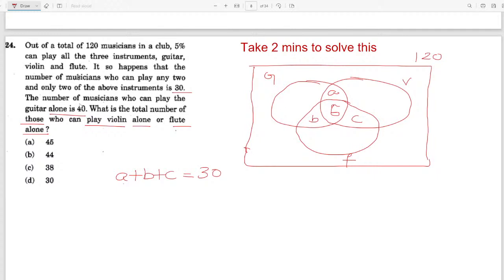And they're saying that the number of musicians who can play guitar alone is 40. So this area is 40. They play only guitar. So what is the total number of those who play violin alone and flute alone? Violin alone is this area, let it be D, and the flute area is only E. Only flute and only violin are D and E. So they are asking what is D plus E. This is what we have to calculate. So we know that A plus B plus C is equal to 30.